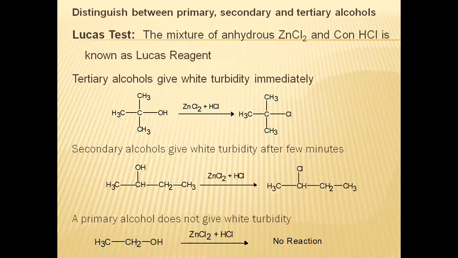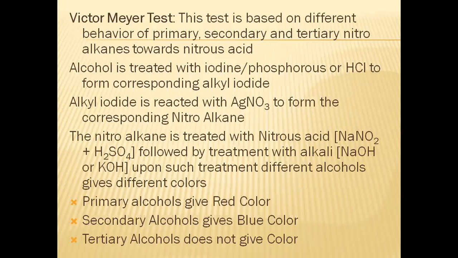When you are treating a mixture of alcohols, we can distinguish what type of alcohol is present by using the Lucas test. If we immediately get the precipitate with the Lucas reagent, then it is a tertiary alcohol. If it forms very slowly, then it is a secondary alcohol. If it does not form any precipitate with the Lucas reagent, then it is a primary alcohol. And the next one is the Victor-Meyer test.